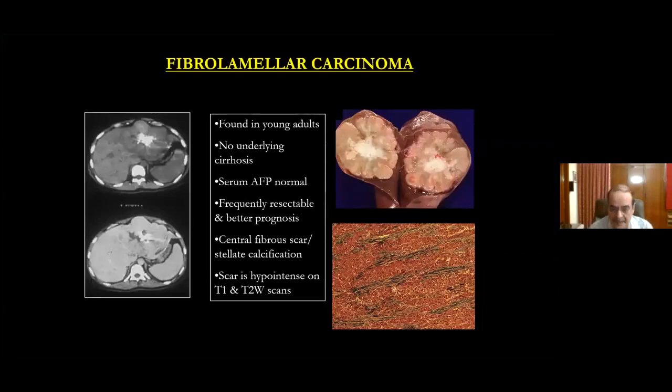Fibrolamellar HCC occurs in young adults, occurs in a non-cirrhotic liver. The serum alpha-fetoprotein, which is a good marker for HCC, is normal in fibrolamellar HCC. They are associated with a better prognosis. The hallmark is again the presence of a scar. That scar may show calcification. If we compare the scar of a fibrolamellar HCC with the scar of focal nodular hyperplasia, presence of calcification, T2 dark signal, no enhancement are the features of scar of fibrolamellar HCC.